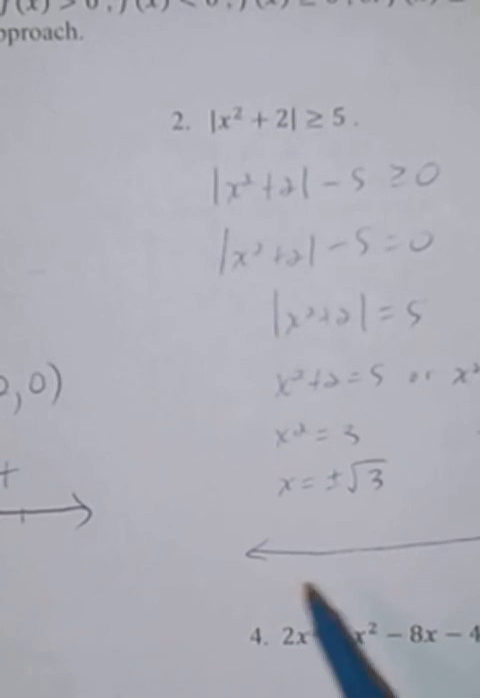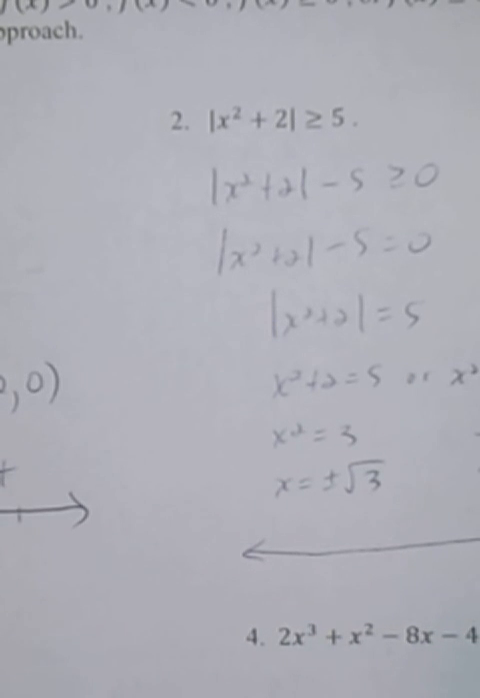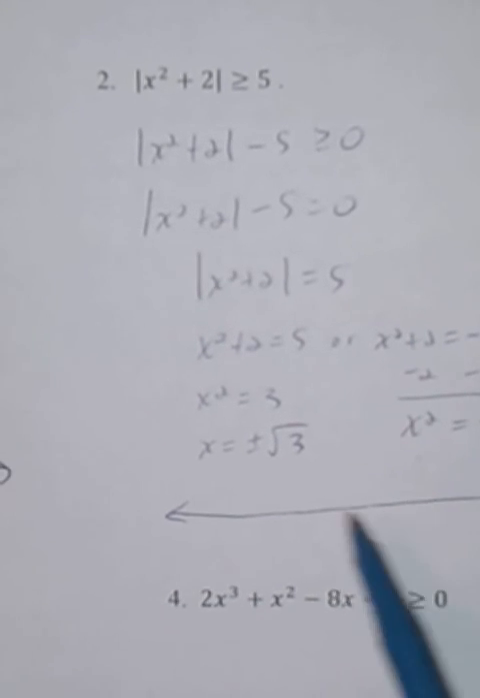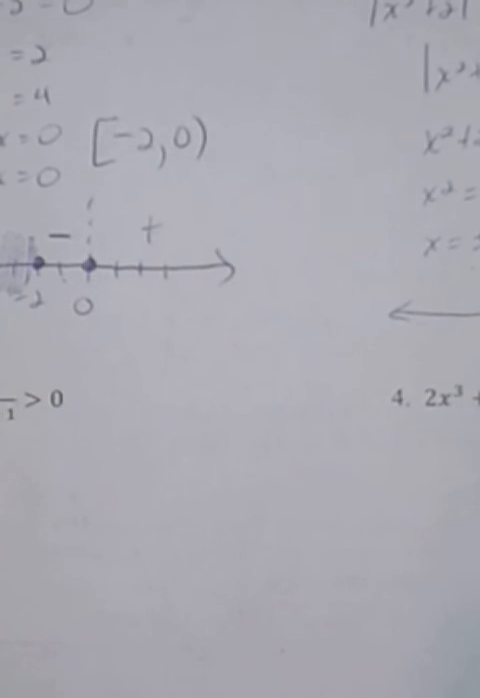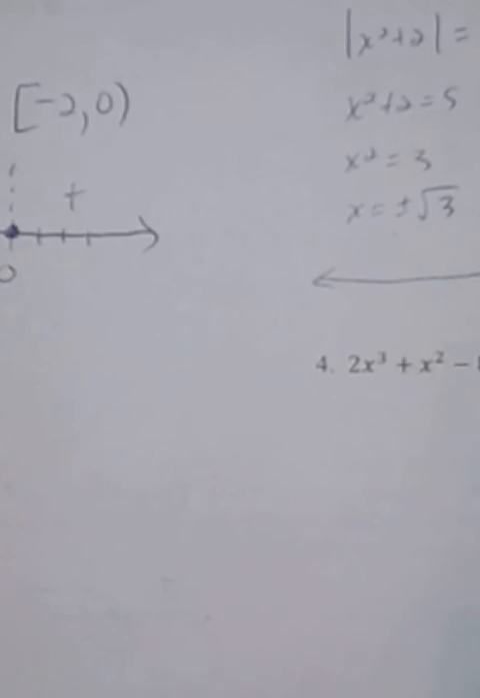Draw my number line. And I'm going to let you guys finish that one off. So there's your zeros, and then finish off 3 and 4 in class.